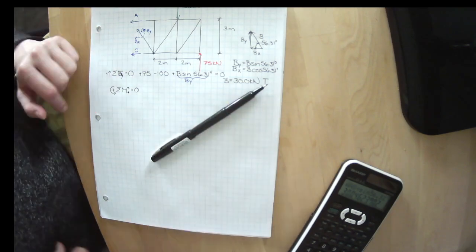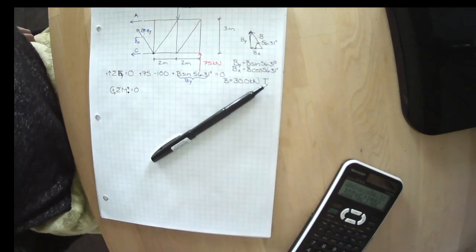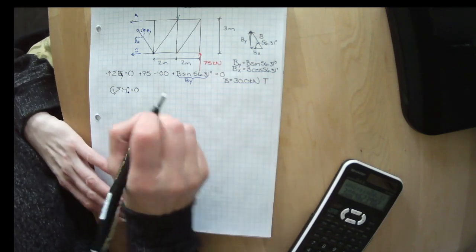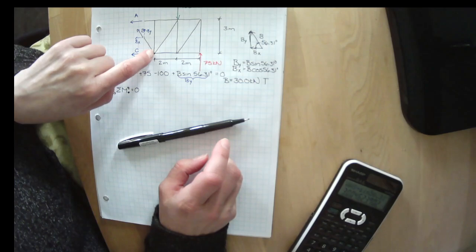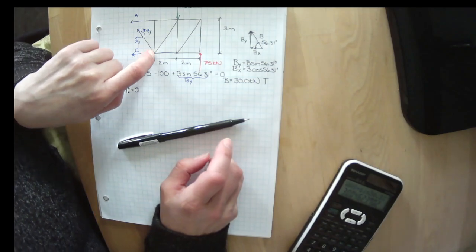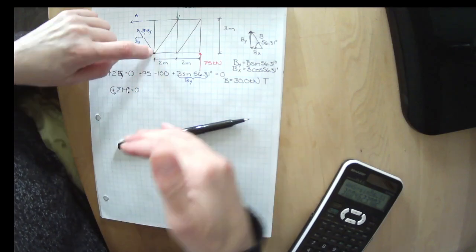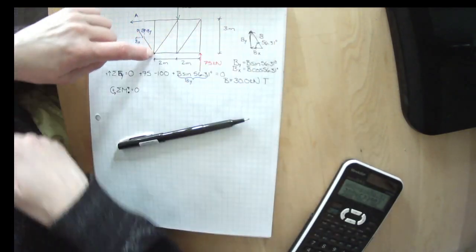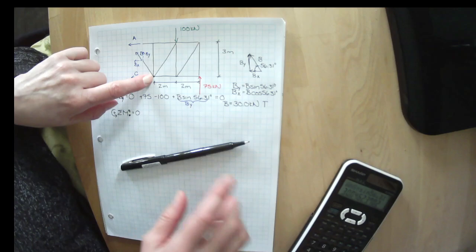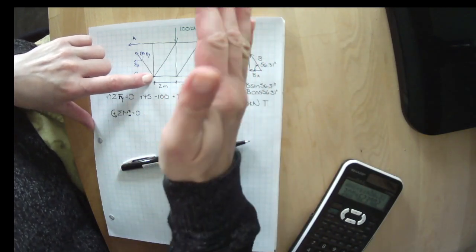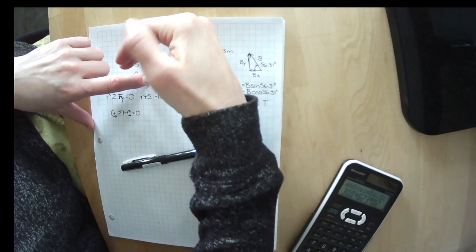So it's often handy to pick a spot that you sum your moments about that eliminates a bunch of your unknowns, or that won't cause it to spin. So I'm going to put my thumbtack right here. I know B passes through the node, so it doesn't cause it to spin. C passes through the node, so it doesn't cause it to spin. A does. A causes it to spin in that direction.